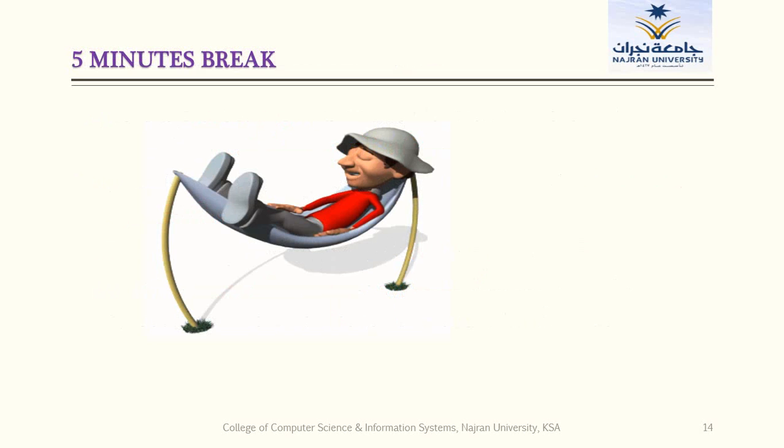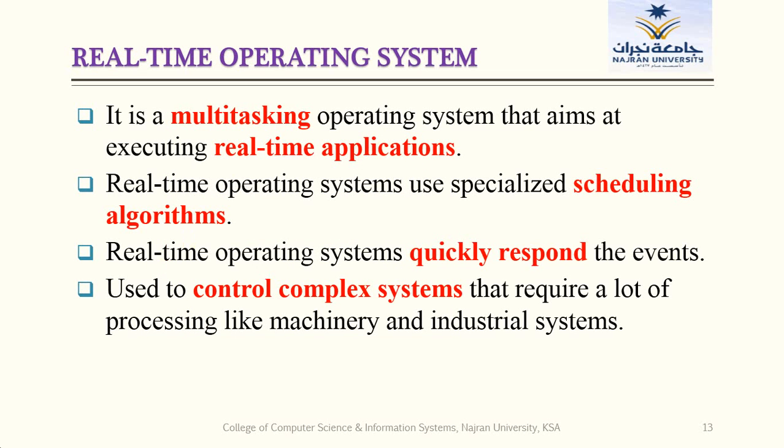Our last type of operating system is the real-time operating system. It's a multitasking operating system that aims to execute real-time applications, because sometimes we have real-time applications that we want to execute. We need our system to have the capability to execute these types of applications. A real-time operating system uses specialized scheduling algorithms, and these operating systems also respond quickly to events.